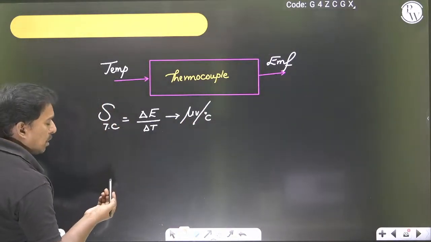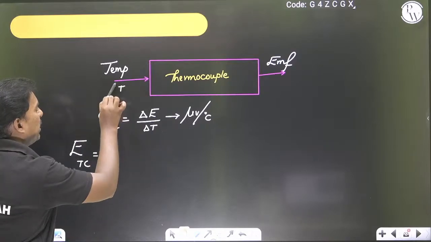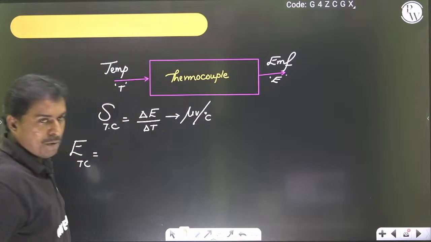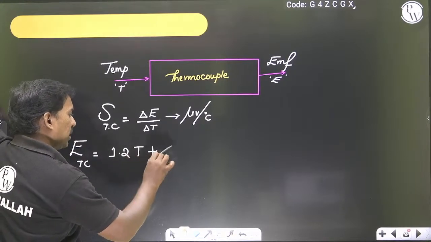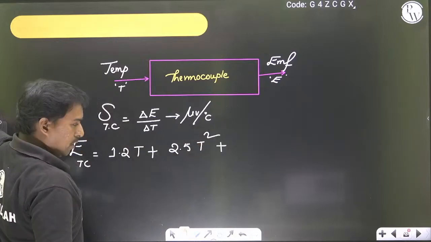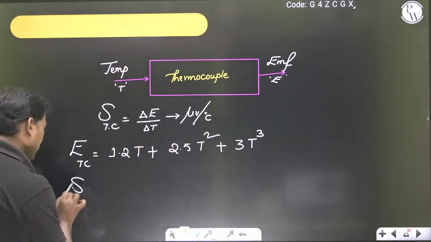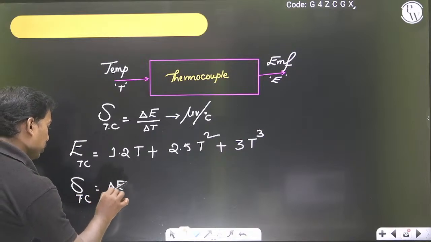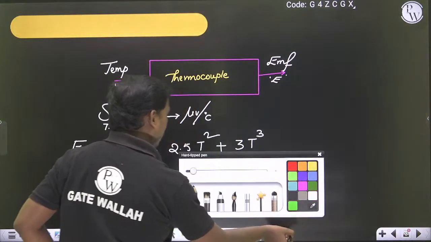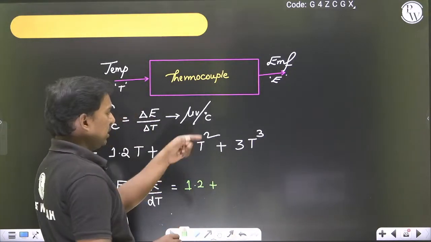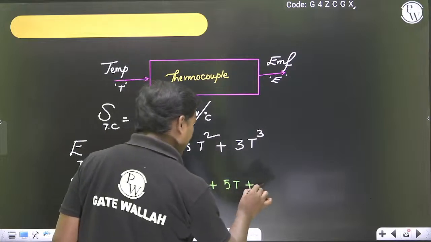Sometimes the thermocouple equation may be given like this. If the temperature is T and the EMF is E, in mathematically oriented questions, the EMF of the thermocouple may be given as an expression like 1.2 T plus 2.5 T square plus 3 T cube. So what is the sensitivity of the thermocouple now? It is the change in EMF to change in temperature, so dE by dT. It becomes 1.2 plus 5T, and for 3T cube the derivative is 9T square.